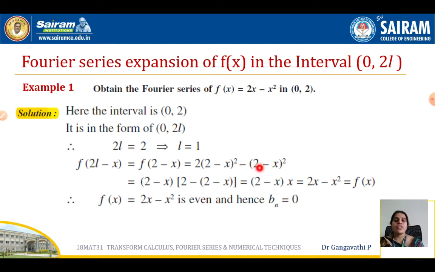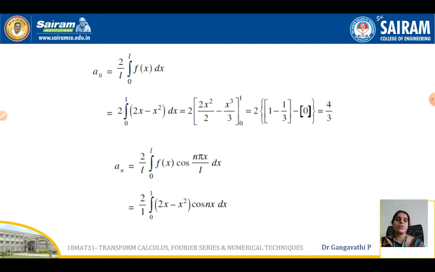So this is the expansion we got. 2 minus x is a common term. You can take it out. What remains is 2 into 2 minus x, and 2 into 2 minus x is there. Further simplifying, we get 2x minus x square, which is equal to f of x. It is the same as our f of x. So we replaced x by 2L minus x, and finally we arrived at f of x itself, the given function. This shows that f of x equal to 2x minus x square is an even function, and once it is even, bn will be equal to 0.